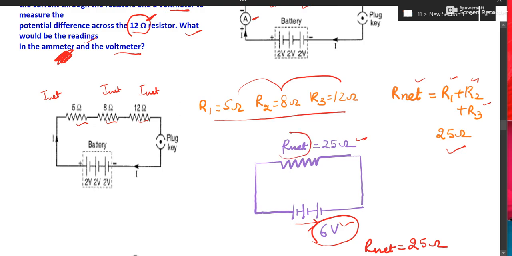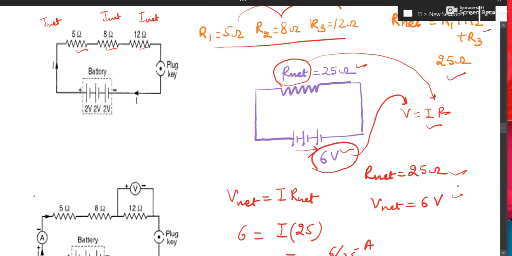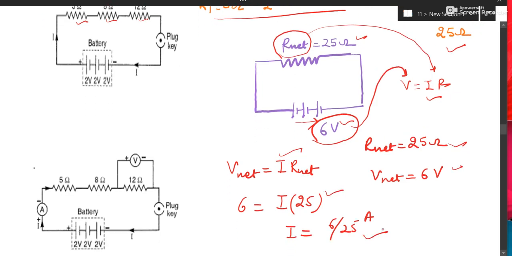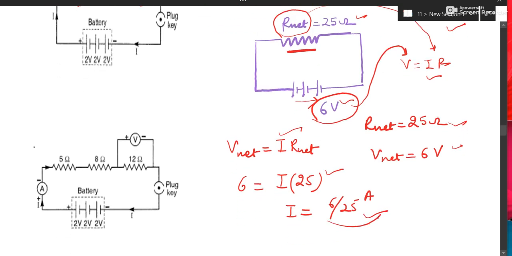This is R net. You can use V is equal to I R. V is this, R is this, so I can be found. For example, I have found I, 6 by 25. I have used V is equal to IR and I am ready with the value of I. Now because this resistance is the answer of these three and these three are in series, the current will be the same. In series current is same. So whatever current you have obtained, please write on all three. 6 by 25, 6 by 25 and 6 by 25, they are in series.